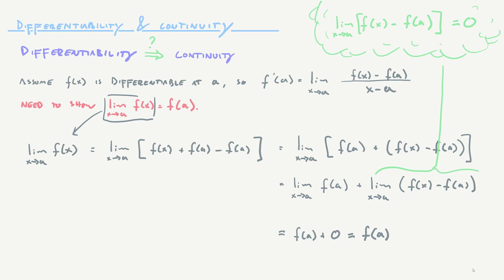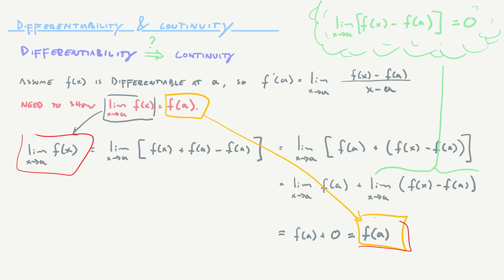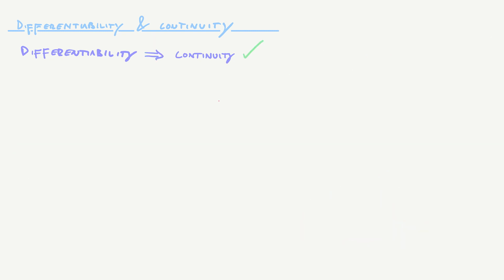So we get that both of these limits when added together is the same as f of a plus 0, which is equal to f of a. So we started here, limit as x approaches a of f of x is just f of a. And that's what we needed to show for continuity. So therefore we can conclude that if something's differentiable at a point a, then it's continuous at that point a as well. So now let's look at the converse.